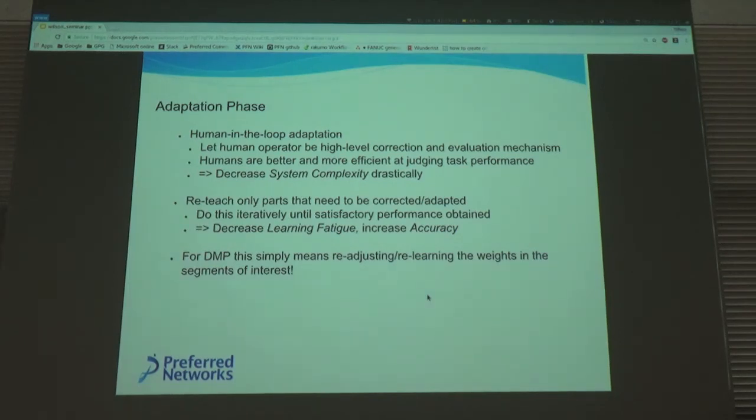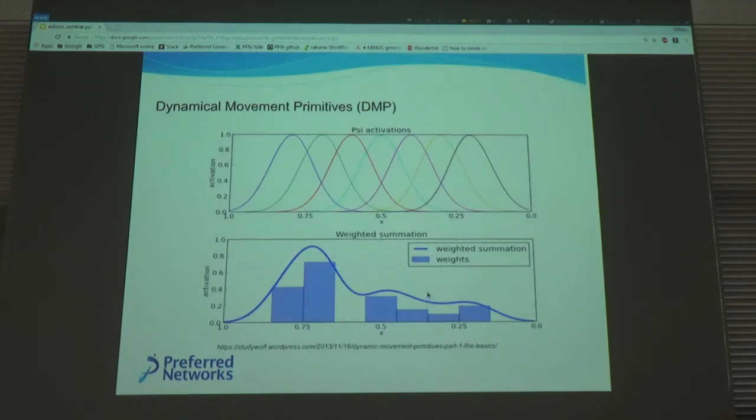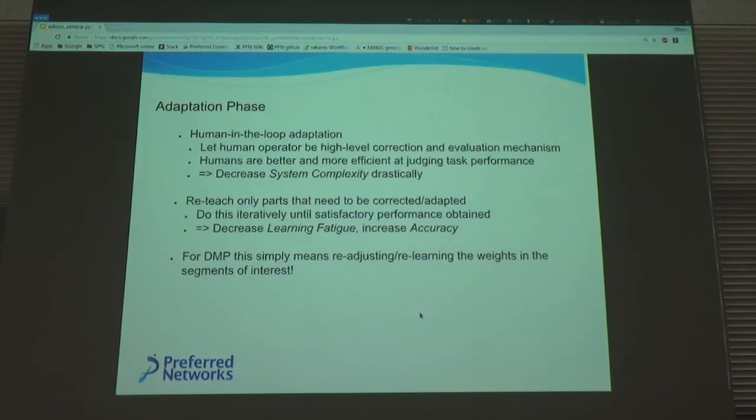And this will decrease system complexity drastically, because if a robot does something wrong, we simply push it in the right direction or reteach the parts that need more attention. And this can be done iteratively until satisfactory performance is obtained. So we can keep correcting the robot until we have the accuracy that's desired. And again, for DMP, this simply means readjusting and relearning the weights of interest. So if these are correct, we just leave them. And if these are wrong, we just reteach only that part.